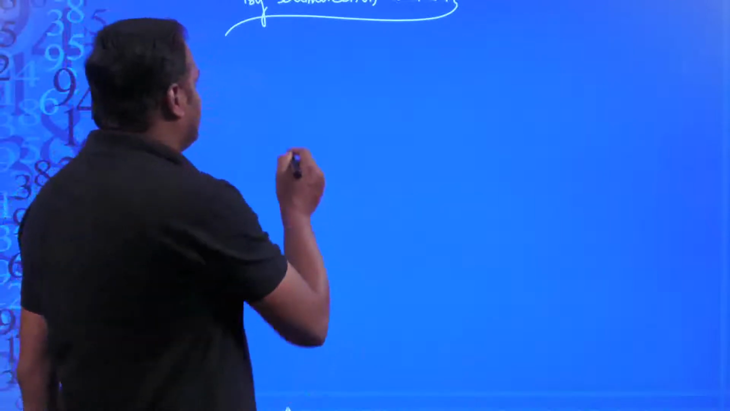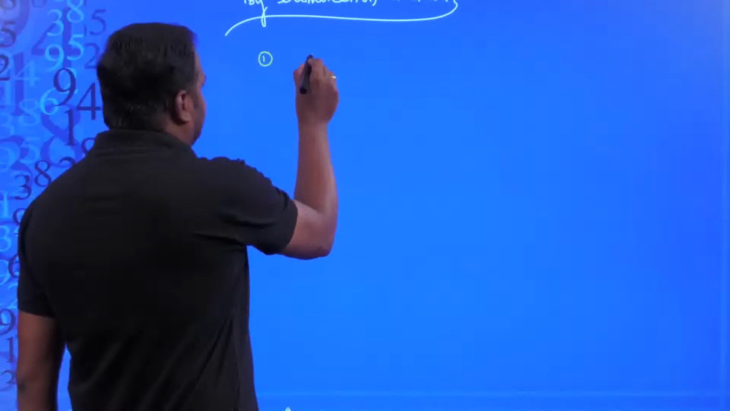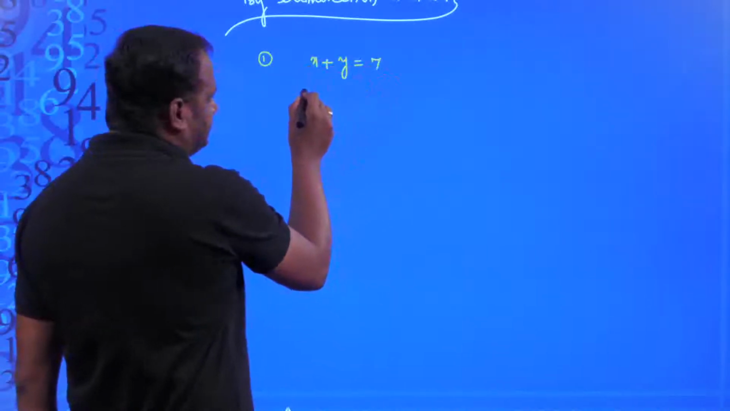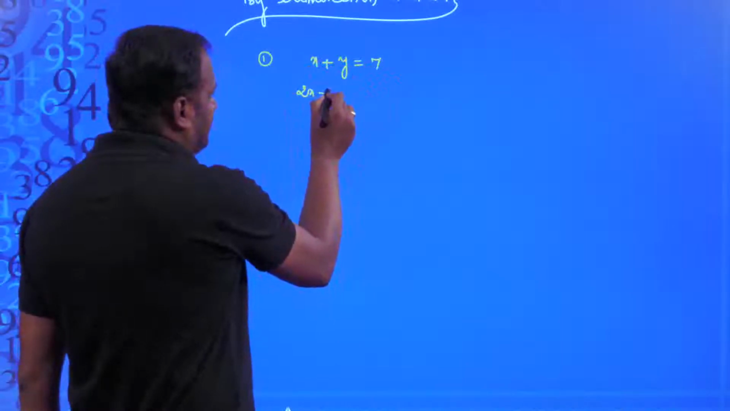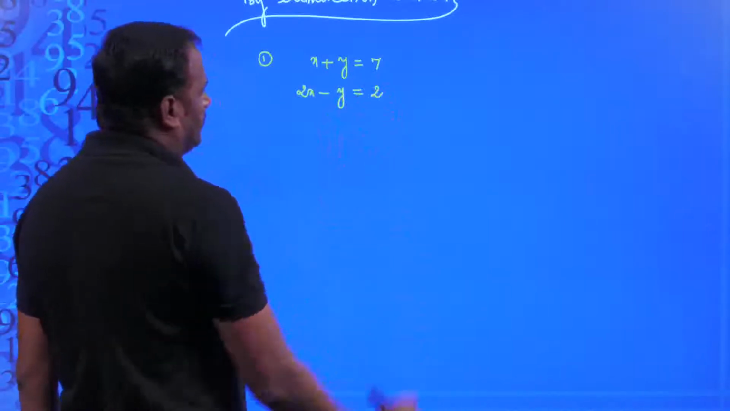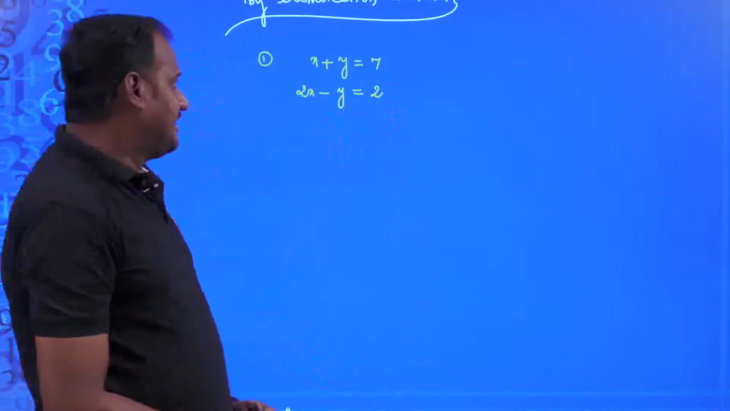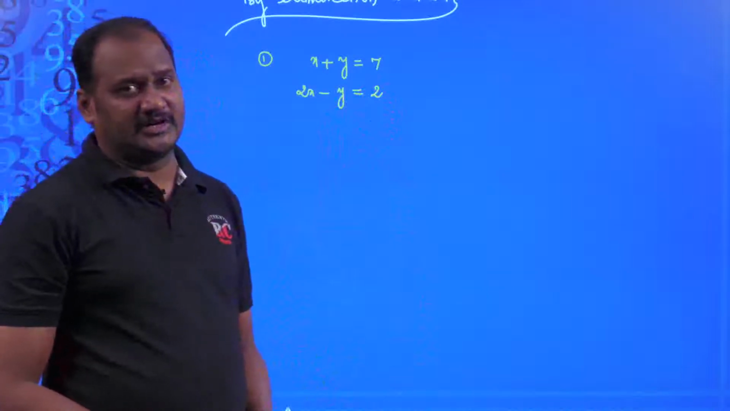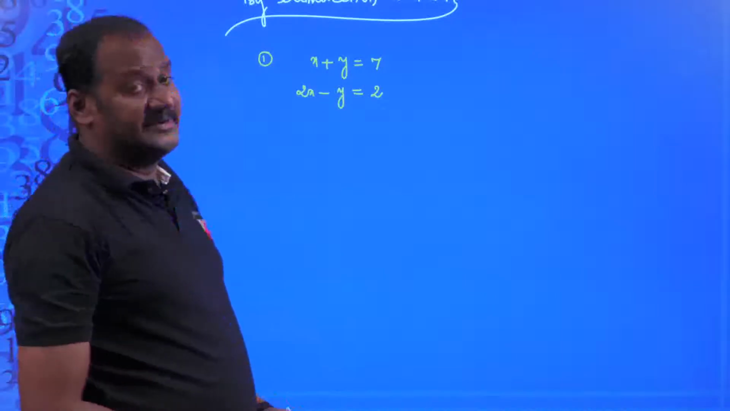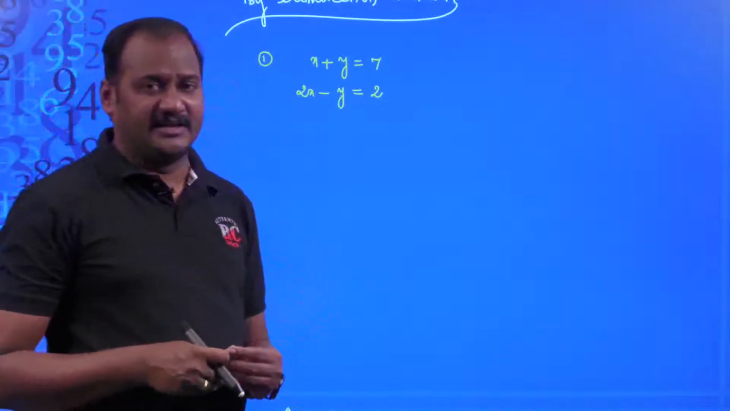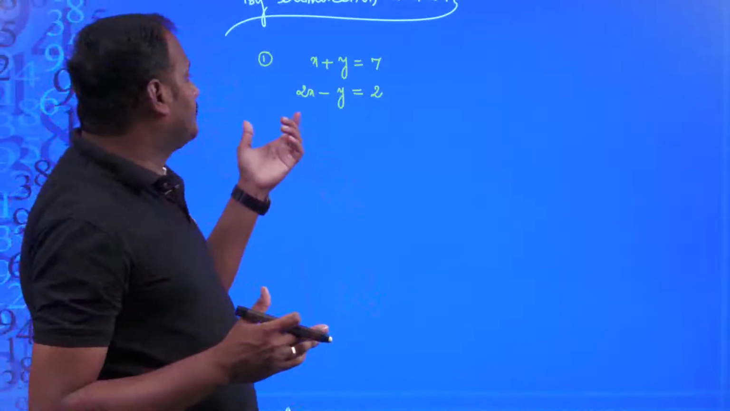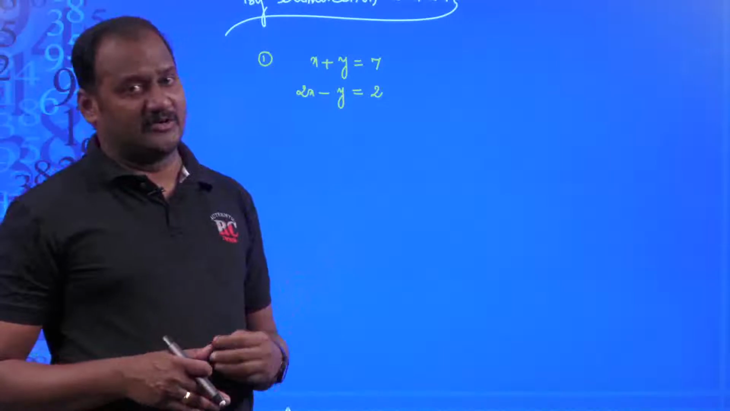Okay. I am taking one example that x plus y is equal to 7 and then 2x minus y is equal to 2. Okay. x plus y is equal to 7 and 2x minus y is equal to 2. These two are a pair of linear equations. Now, I am going to solve by elimination method. What do you mean by elimination? Elimination is nothing but removing. Okay. So, you will have to remove one of the variables out of x and y.